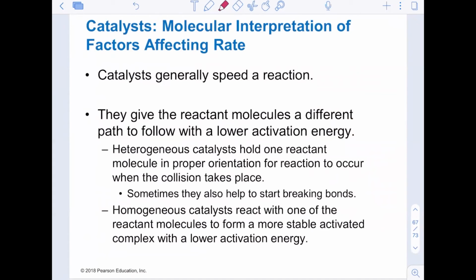Catalysts generally speed a reaction up. They give reactant molecules a different pathway though. So they're not providing activation energy; they actually change the overall reaction, and so they change the activation energy. A heterogeneous catalyst holds on to one reactant molecule in a proper orientation for a reaction to occur, and then the collision can take place. Sometimes it also helps start breaking the bonds. We see these a lot with enzymes. And a homogeneous catalyst is one that actually reacts with the reactant molecules to form a more stable intermediate, like the chlorine in ozone depletion.